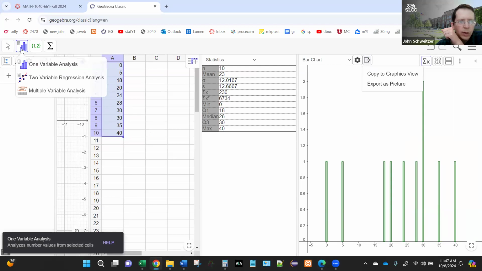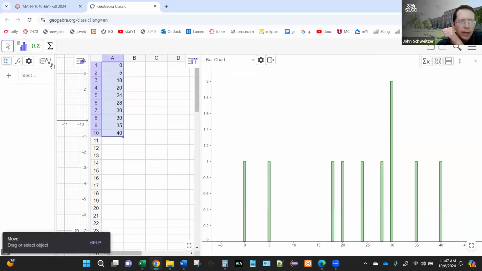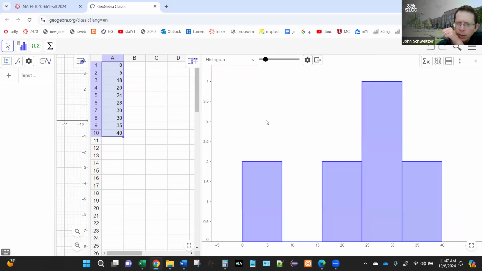So just to remind you, we go one variable analysis, and then it gives us this drop-down menu. Okay, so I believe last time we were talking about the histogram, and the histogram is probably the most common graph to use for quantitative data. And there we go. Okay, so what kind of shape is this, and does it line up with what the mean and the median are telling us?